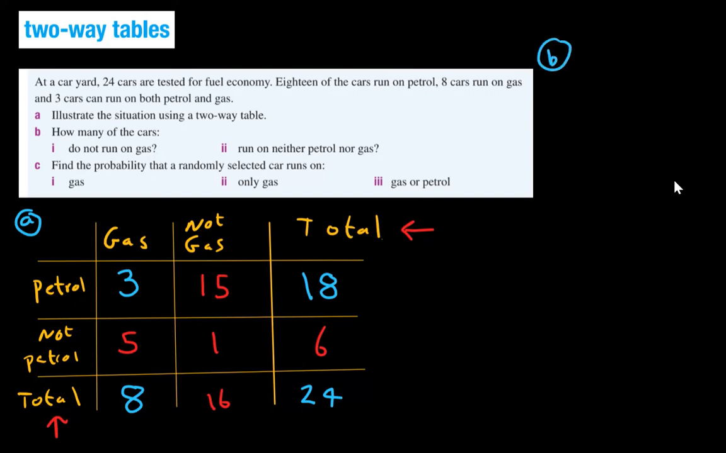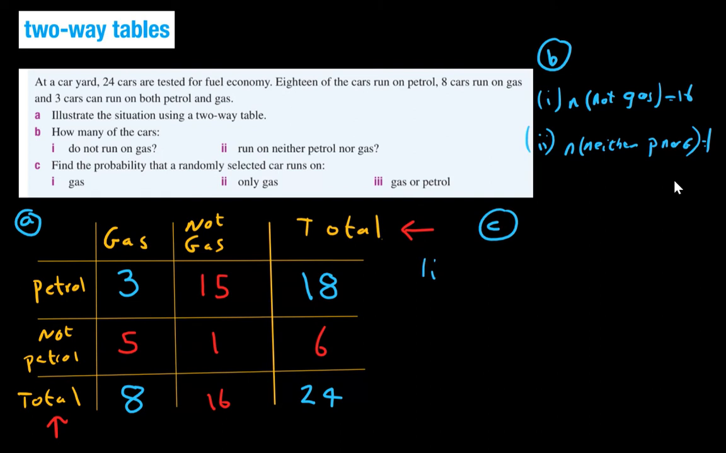Let's do B. We've got: do not run on gas. It's the number not gas. Number not gas is 16. The number neither petrol nor gas is 1. Here, not gas, not petrol. Then we have to find some probabilities.